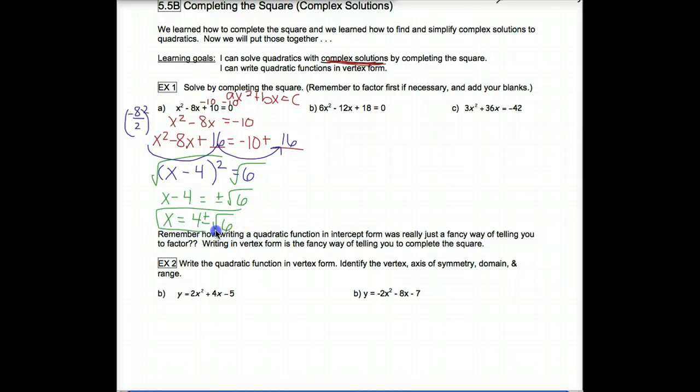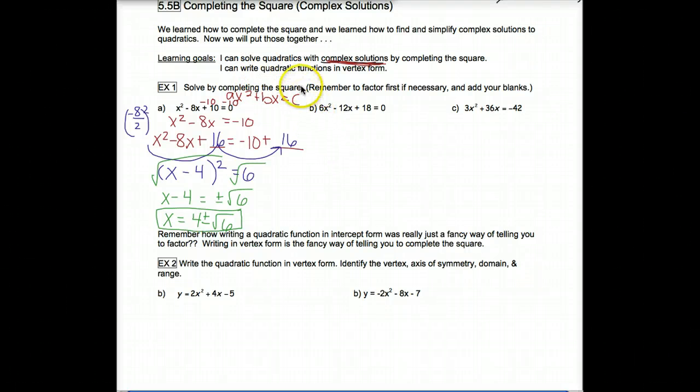Now notice on this one, I didn't have a complex solution. I didn't get i's. You're not going to get i's in every problem, just some of them. So you're only going to have i's if you end up with a negative.